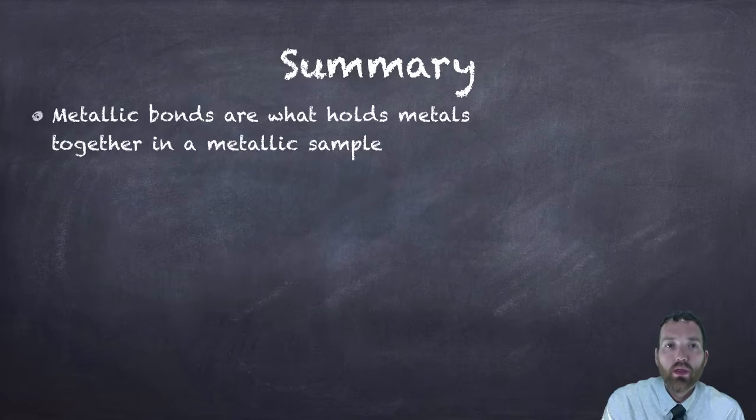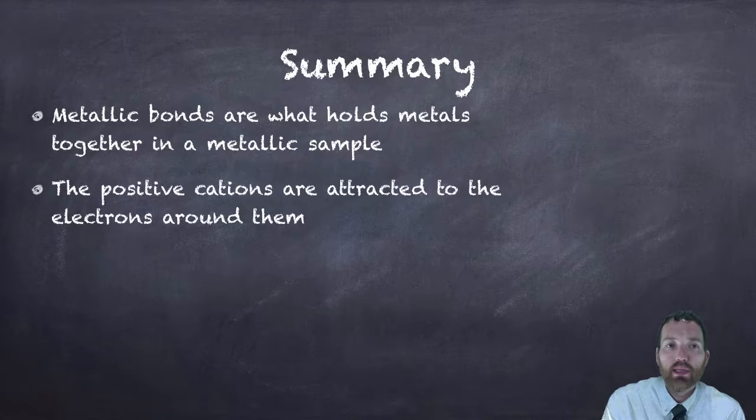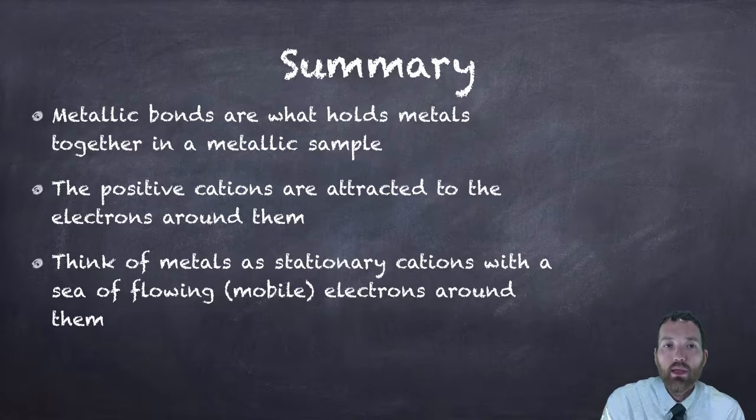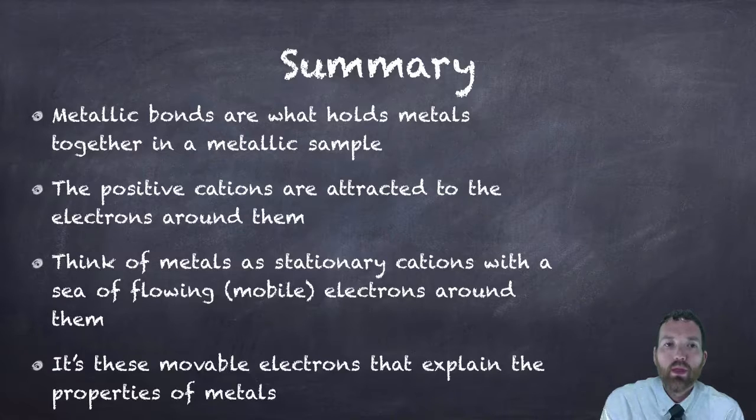So let's remember that metallic bonds are what holds metals together in a metallic sample. The positive cations are attracted to the electrons that are around them. And you can always think of metals as stationary cations with a sea of floating, mobile electrons all around them. If you get a question that asks you anything about the properties of metals, if you can remember this stock phrase of stationary cations and mobile valence electrons, you'll probably get the answer right. And it's these movable electrons that explain all of the properties of metals that you need to know.